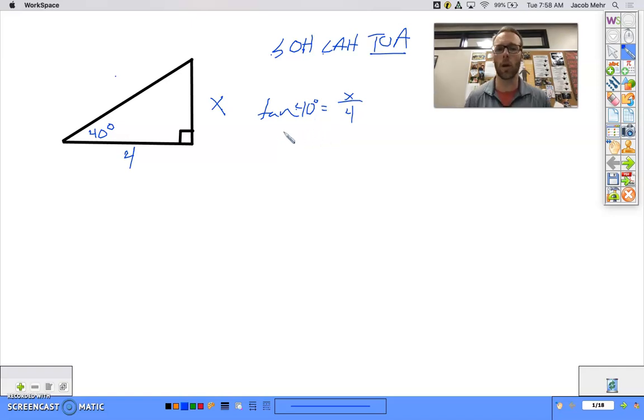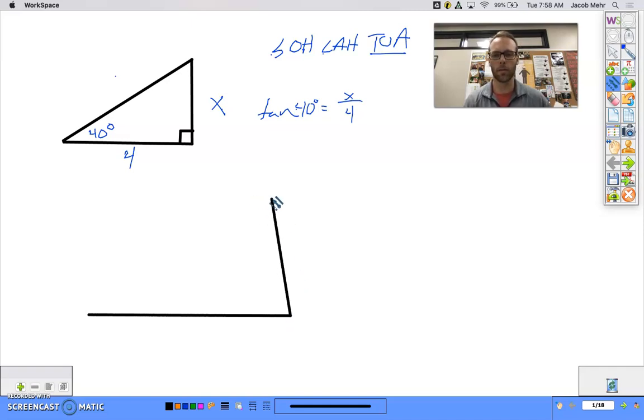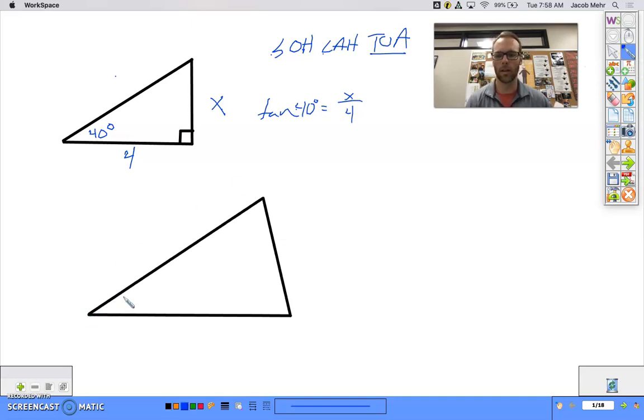Okay, so working with right triangles is pretty easy. But what we have to talk about now is what if it's not a right triangle? Let's say this is 40, this is x, and this is 4. How are we going to do that?